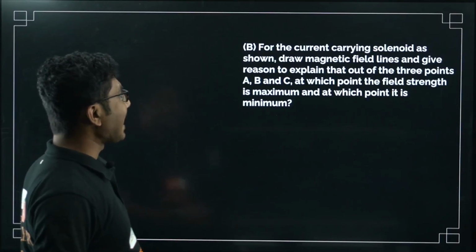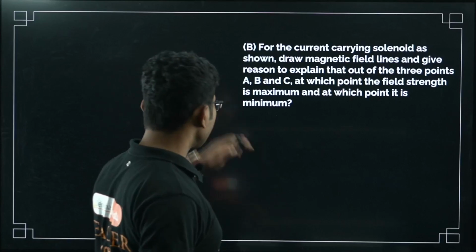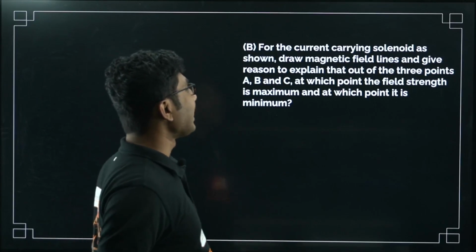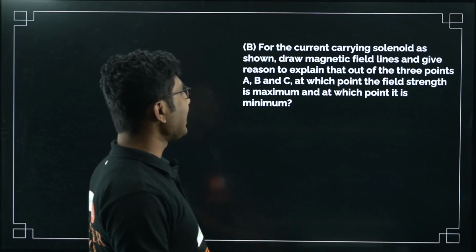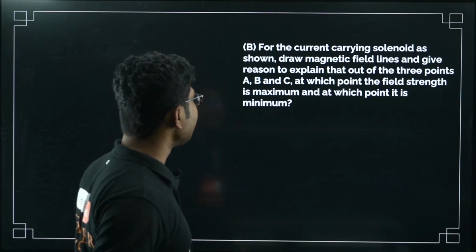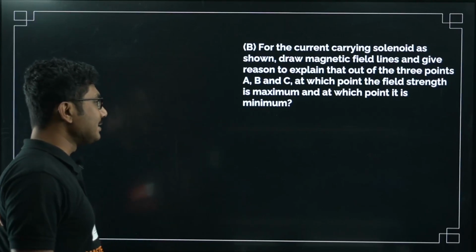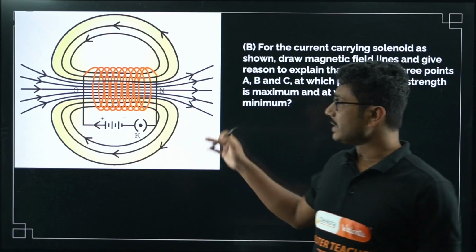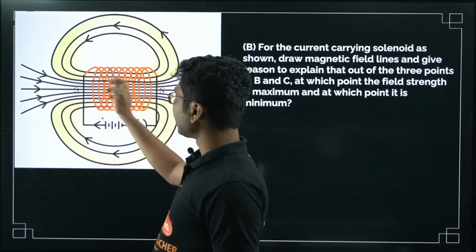For the current carrying solenoid as shown, there was an image given of a current carrying solenoid. Draw the magnetic field lines and give a reason to explain that out of the 3 points A, B, C, at which point the field strength is maximum and at which point it is minimum. So there was a diagram like this. You have to draw this diagram.